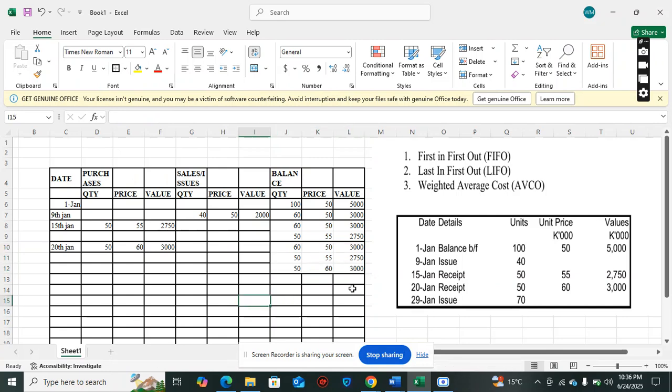Yes. So every time there is a purchase, have you noticed you will need to be segregating or separating your inventory. Okay. Every time there is a purchase.